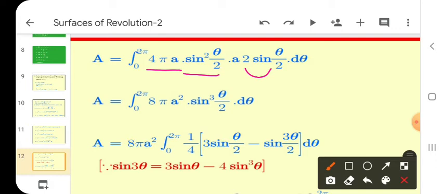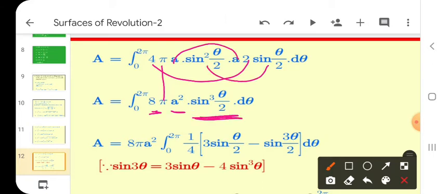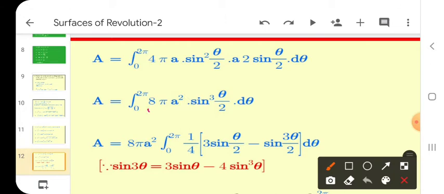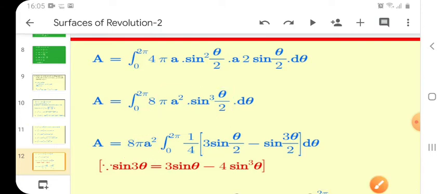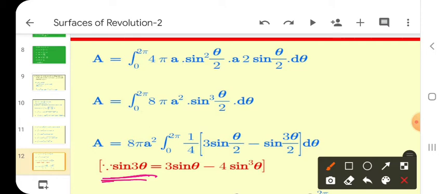Now I multiply all values. What do we get here? 4 into 2, 8 pi a into a square, sin square into sin cube theta by 2. Now I write all the constants outside: pi a square, and I write here sin cube theta by 2 in terms of sines from the sin 3 theta formula. What is the sin 3 theta formula? Sin 3 theta equals 3 sin theta minus 4 sin cube theta. This is the sin 3 theta value.